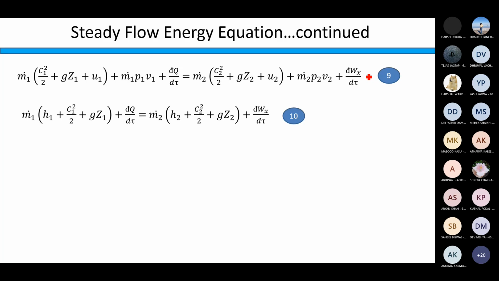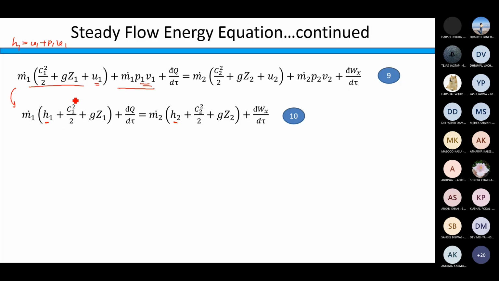You can simplify this equation 9 further in this form. Now what is done here is, you can combine the terms like u1 and p1 v1 together, taking m1 dot as common from these two terms, and what remains inside the bracket is u1 plus p1 v1. And we know this is nothing but the definition of specific enthalpy. h is equal to u plus pv, right? So this must be h1 then. Similarly, on the right hand side, u2 plus p2 v2 will be h2. So this is how enthalpy is introduced here.